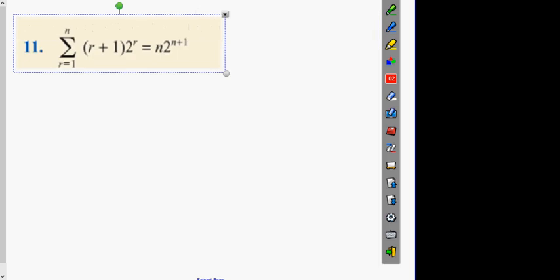Okay lads, last one. Look at this. Once again, this is one of these ones that has the sigma sign in it. I'm going to skip p of 1 once again. Is p of 1 okay to skip? Yeah. Okay, I'm going to go straight for assume true for p of k.